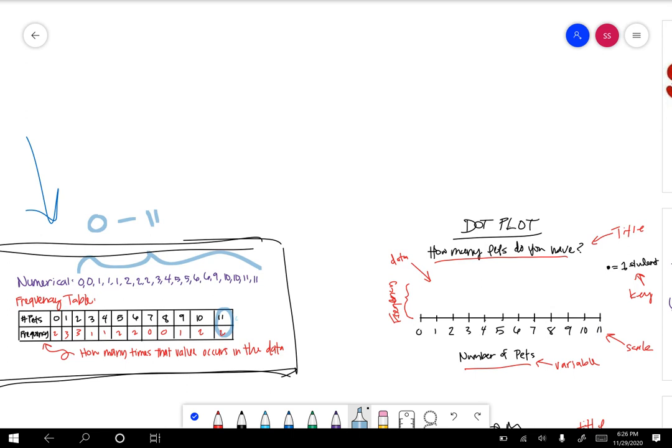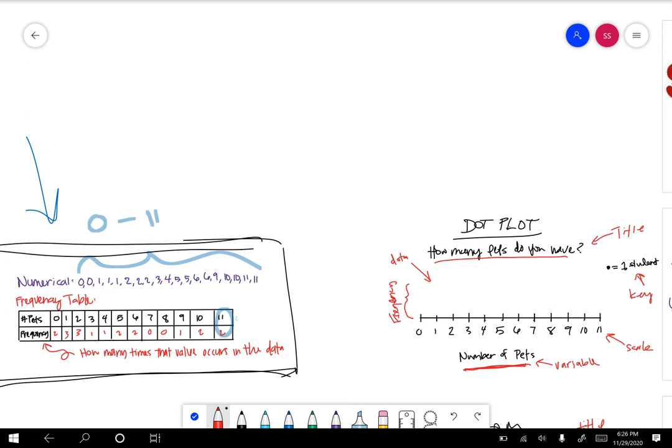Okay, so you have your number line, your scale. You need to write what your variable is. So the variable that we're actually looking at is the number of pets students have. So you could write it out that long, or you could just write number of pets. It's just abbreviated. Either way is fine. Now we'll just jump right into the data, and then I'll go over what the key means.